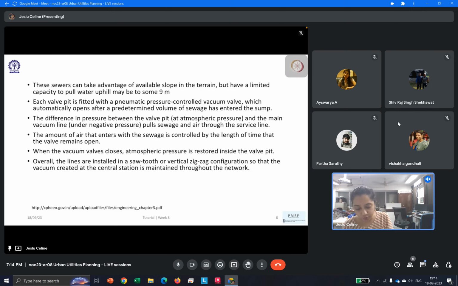If there is a slope, it can take advantage of the slope, going through the natural slope, but to pull something uphill, vacuum sewers cannot be used. We can go maybe maximum up to 9 meters, but more than that it's not possible. But this itself is a good value. 9 meters is about a three-story building, so approximately it's okay, but not more than that. And this we have already discussed.